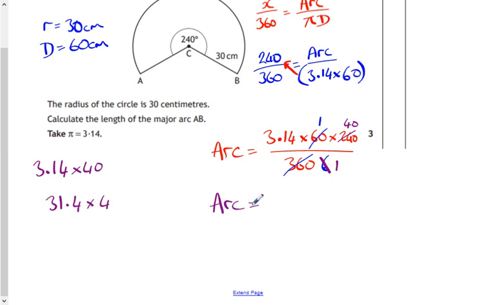So 4 4s are 16, carry the 1, decimal point. 4 times 1 is 4, plus 1 is 5, and 4 times 3 is 12. So 125.6, and our units are centimeters. Since this is the arc, it's just a length, so it's just centimeters. That's our final answer. Remember, you can show any working that you need to. This is the non-calculator paper.